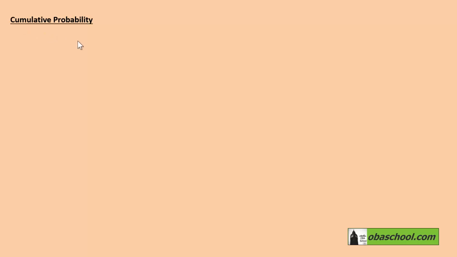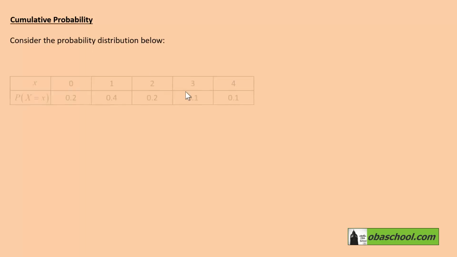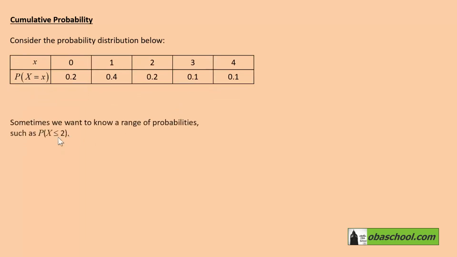Cumulative probability. Consider the probability distribution below. Sometimes we want to know a range of probabilities, such as the probability that x is less than or equal to 2.